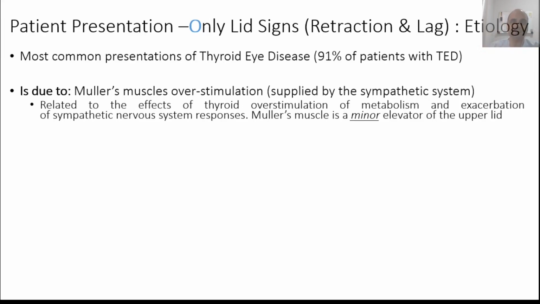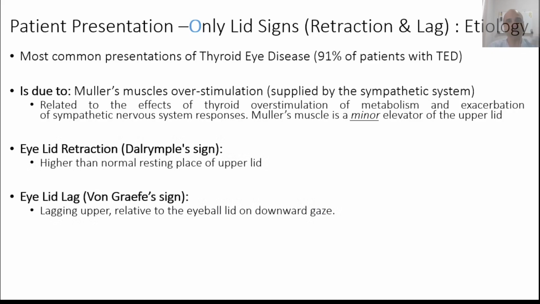It's a sympathetically driven muscle, and what happens in thyroid eye disease is that you have thyroid overstimulation and exacerbation of sympathetic nervous system response, which causes overactivity of the Muller's muscle, which makes the eyelid open more than normal. Your eyelids are retracted. I'll show you what that looks like in a bit. The retraction together with lag are both associated with Muller's muscle overstimulation.